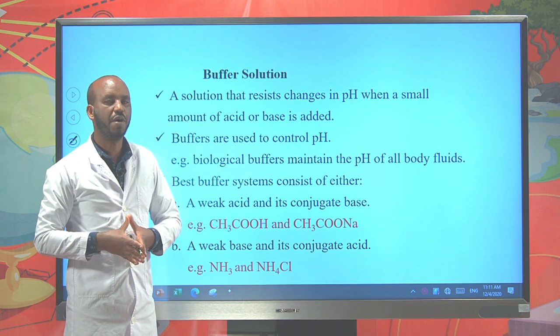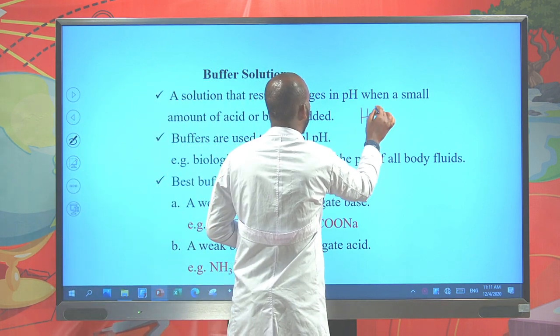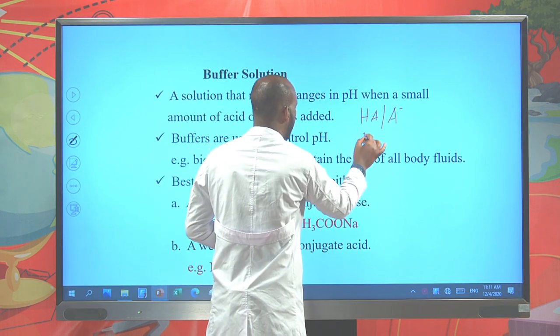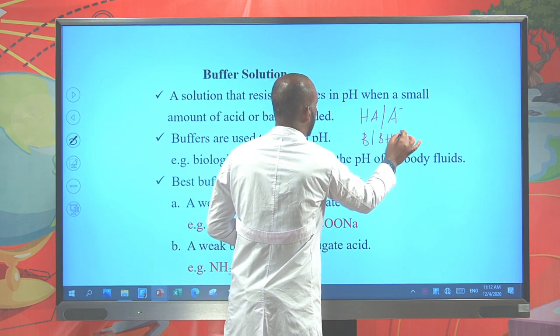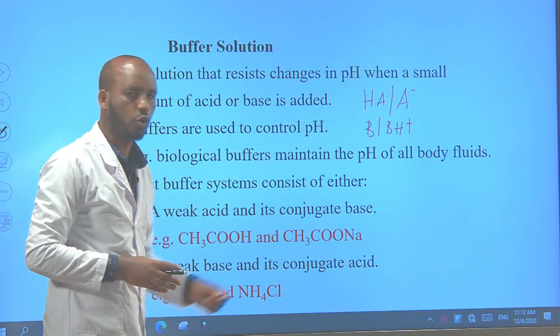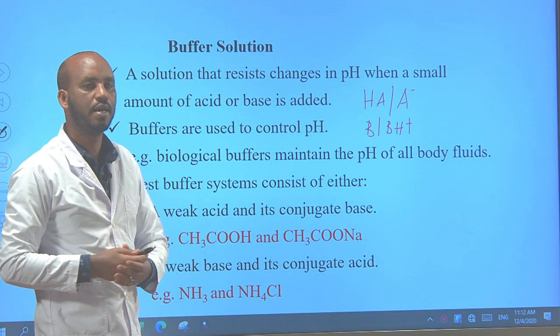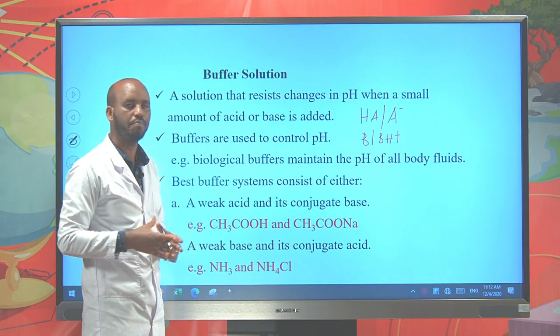Students, a buffer solution contains either a weak acid, HA, and its conjugate base, A minus, or a weak base, B, and its conjugate acid, which is BH+. For example, a mixture of acetic acid and acetate is an acidic buffer solution. A mixture of ammonia and ammonium ion, NH3 and NH4+, is a basic buffer solution.